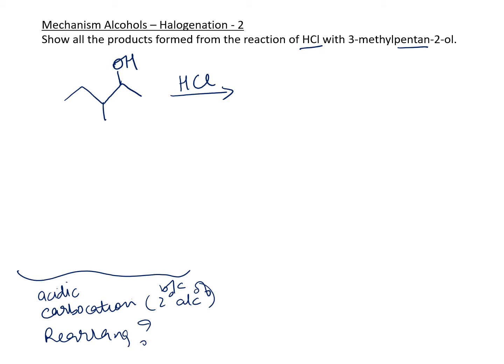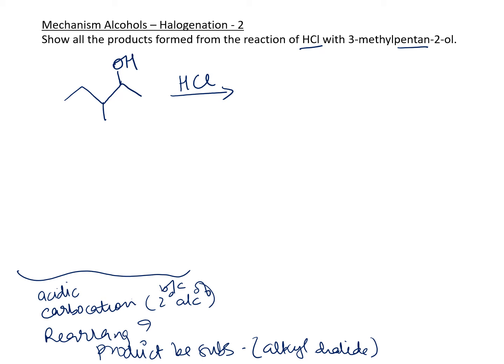And finally my product is going to be a substitution product, which means it's going to be an alkyl halide. So that's the way you make alkyl halides from alcohol, by treating them with HCl. Those are all the things that I have to keep in mind as I'm trying to do this mechanism.